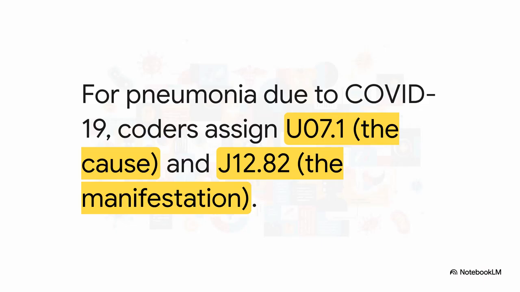And look at that, we're right back where we started. That fundamental rule of cause and effect. If a patient gets pneumonia because they have COVID, you code it in that exact order. First comes the cause, U07.1 for COVID-19, then comes the manifestation, the code for pneumonia. The grammar always works, even for brand new diseases.